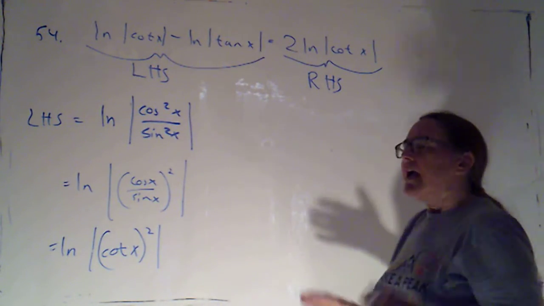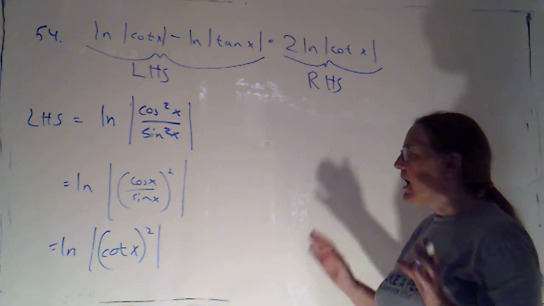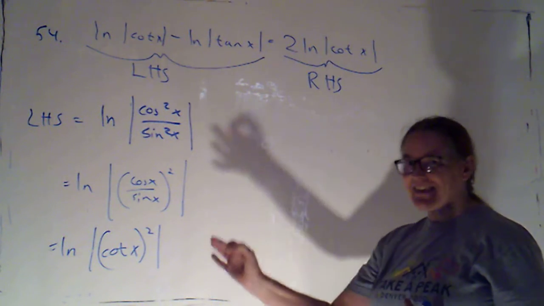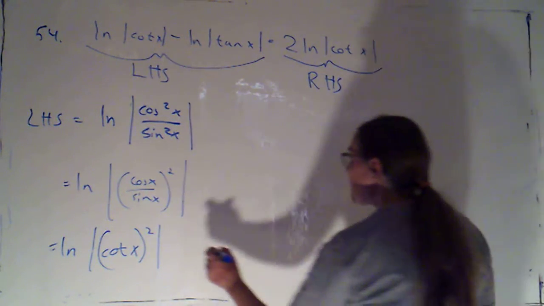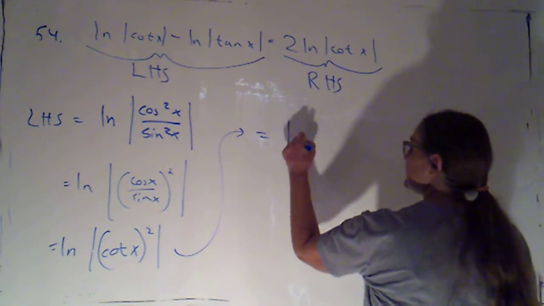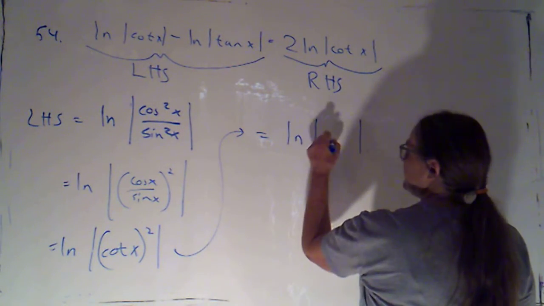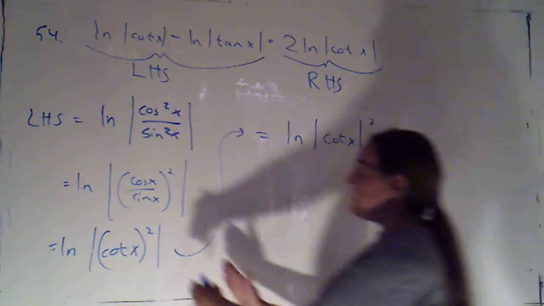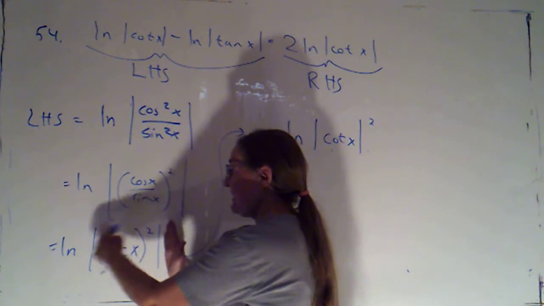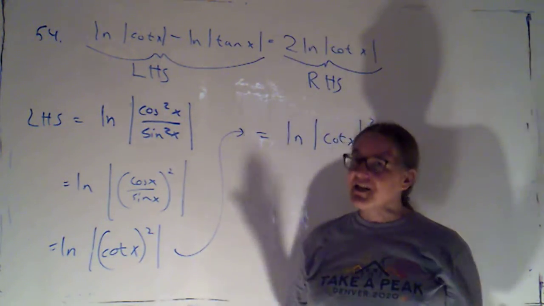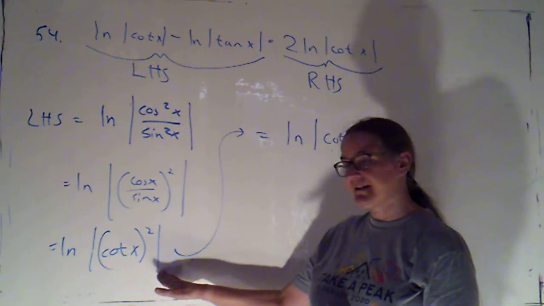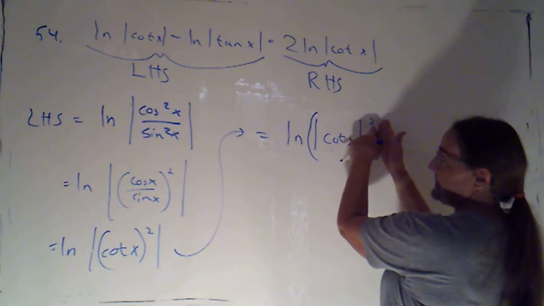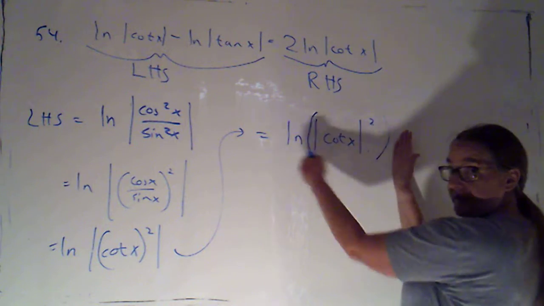Okay. When I'm taking the absolute value of a power, it's going to be the same as taking the power first and then taking the absolute value. So this is the same as the natural log of the absolute value of cotangent of x, squared. Okay. These two operations, squaring and taking the absolute value, I can do them in either order. So here I'm squaring and then taking the absolute value. Here I'm taking the absolute value and then squaring. All of this is still the argument of the natural log.